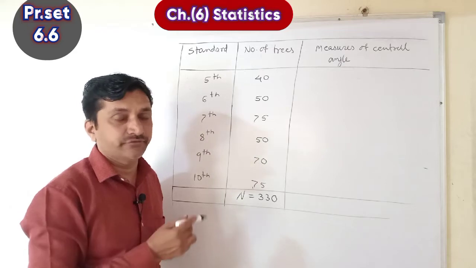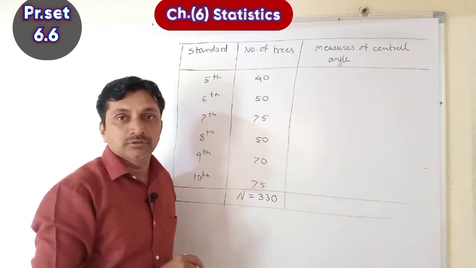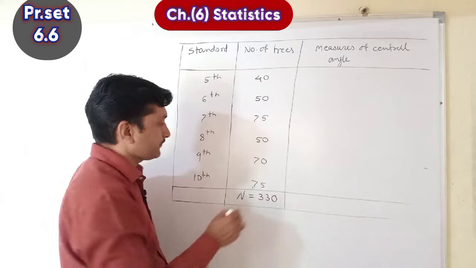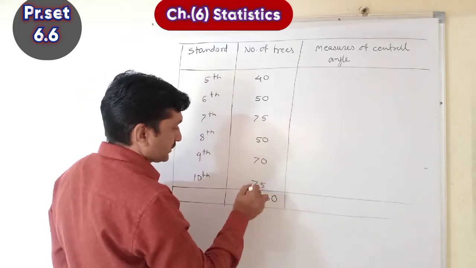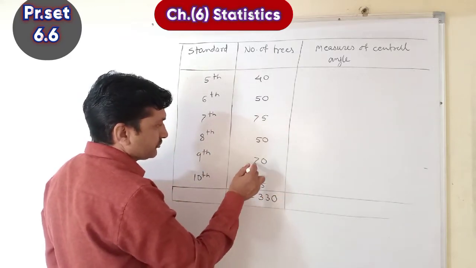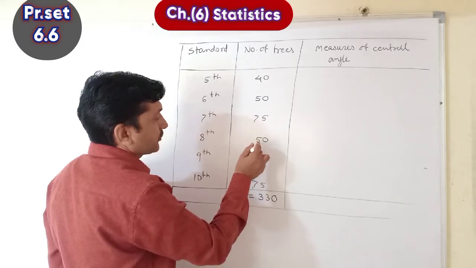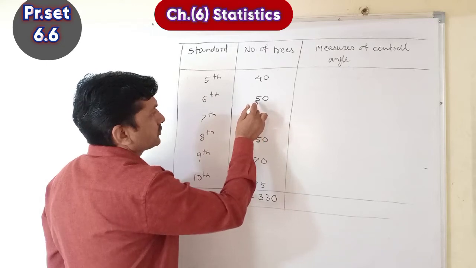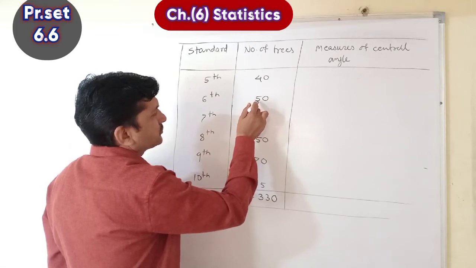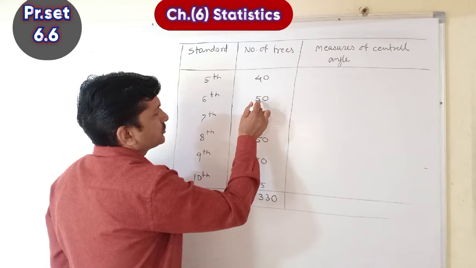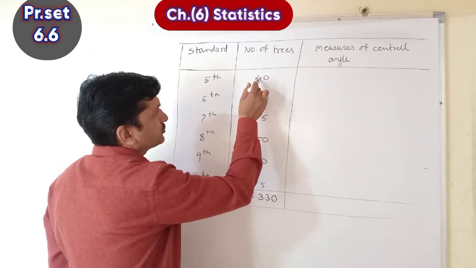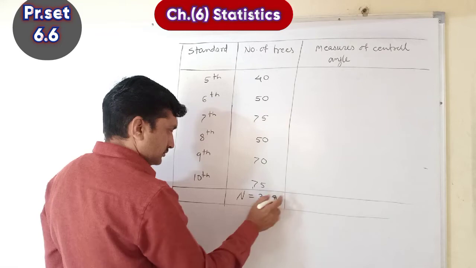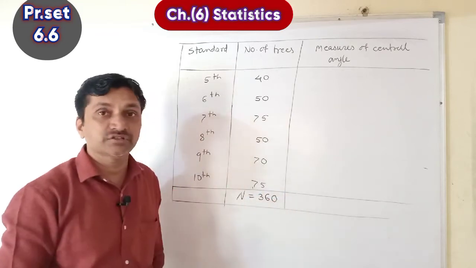Let's check again, because if it is wrong then the whole example, whole solution will be wrong. 5 plus 5 10, 1 carried over. 7 plus 7 14, plus 1 15, 15 plus 5 20, 27, 27 plus 5 32, 32 plus 4 36, 36, 360 is coming.